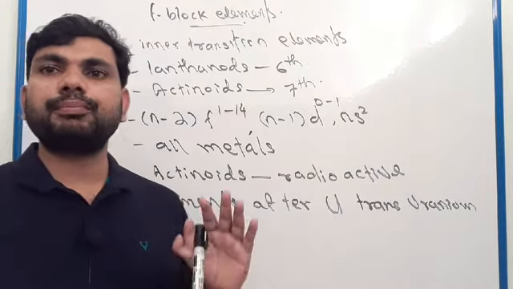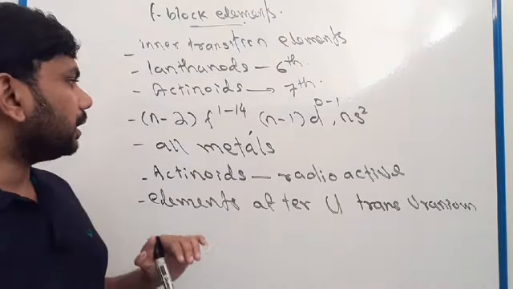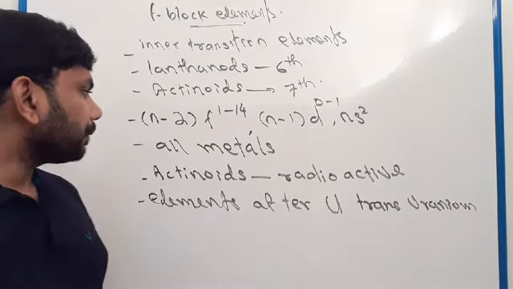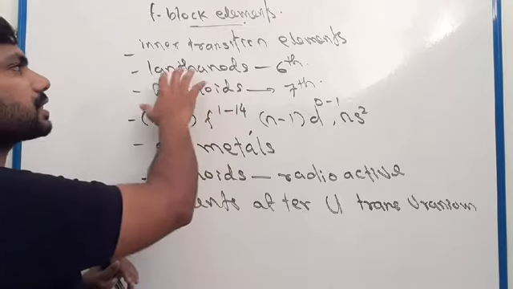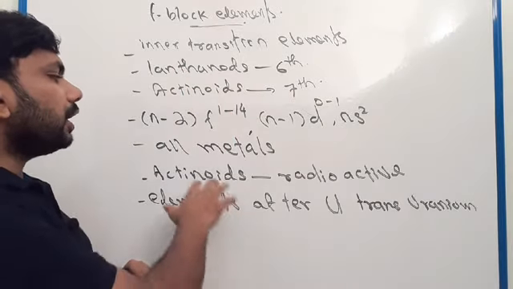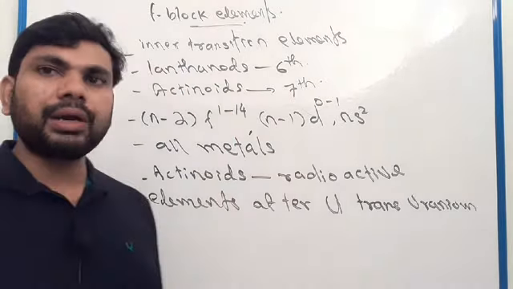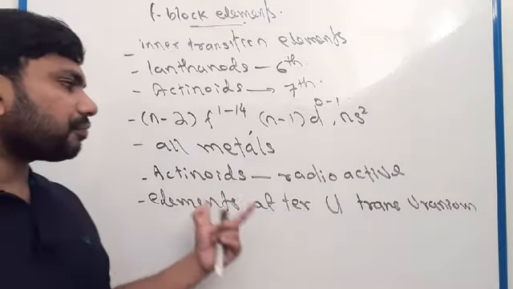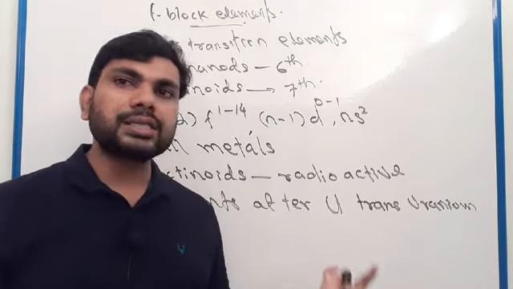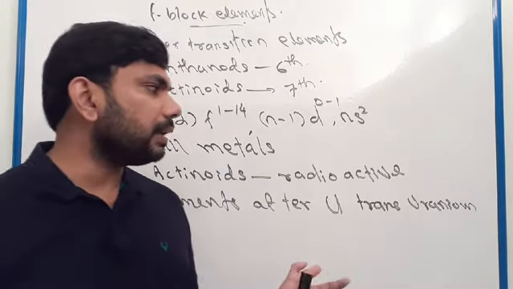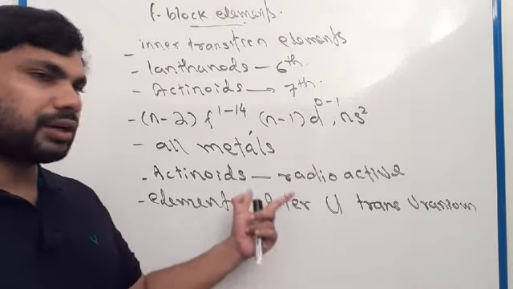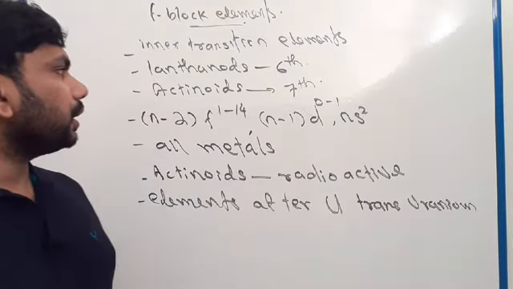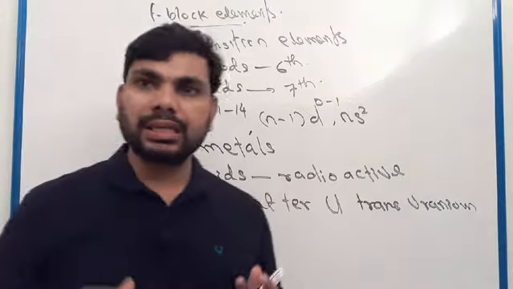All F block elements are metals. We discussed lanthanoids and actinoids. Actinoids are radioactive elements. Elements coming after uranium are called transuranium elements. So these are the things we have to discuss in this video.